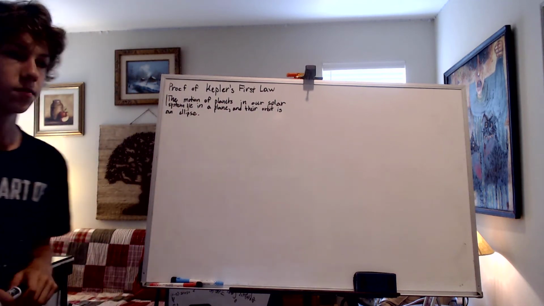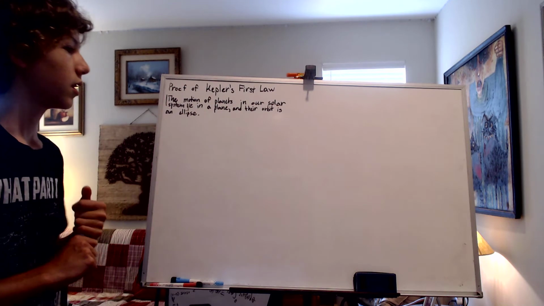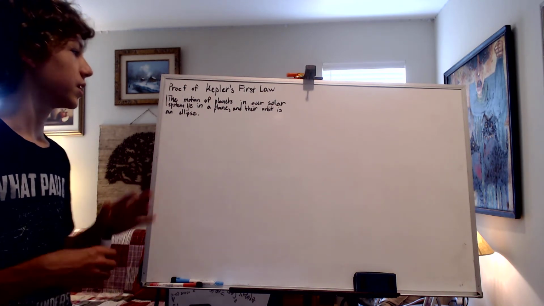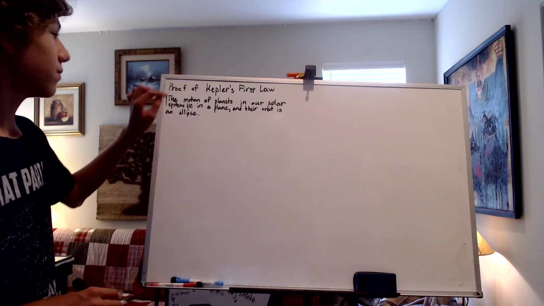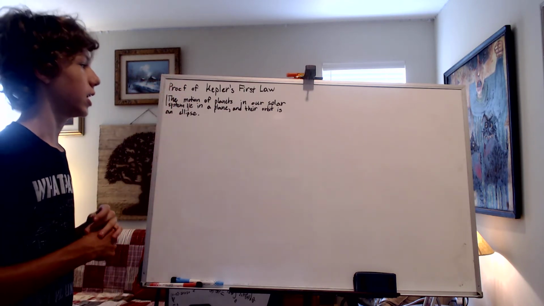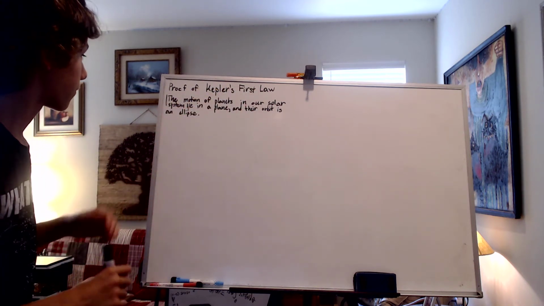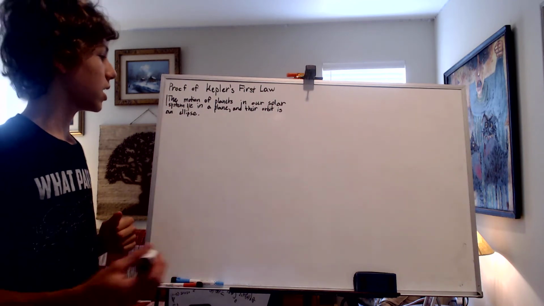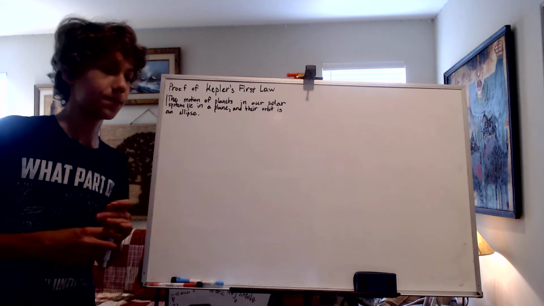Okay, welcome back, everyone. So today, and again, I said that this video was coming after the previous video, which was kind of just proving a few properties that will be used in this video. In this video, again, to recap, it's the proof of Kepler's first law. And again, Kepler's first law states that the motion of planets in our solar system lie in a plane, and their orbits resemble an ellipse.